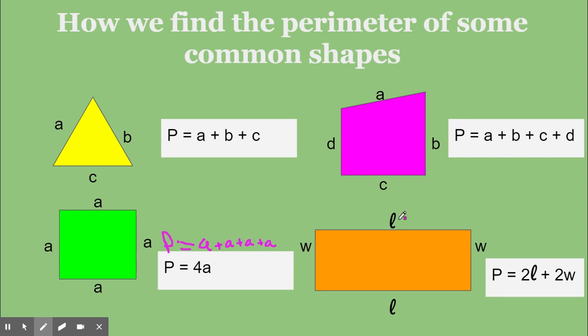This one is another example of combining like terms, because if we use the idea that perimeter is the sum of all the sides, we would have W plus L plus W plus L. Well, we have 2 W's and 2 L's. So that is an example of combining like terms.